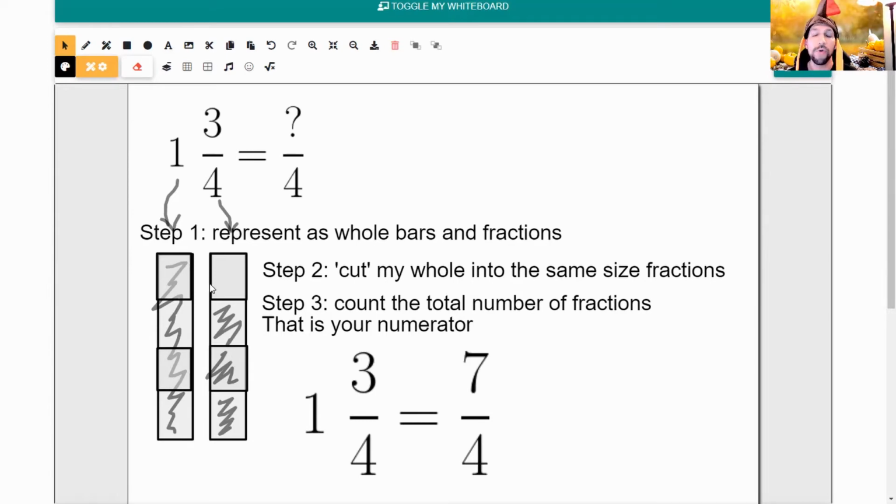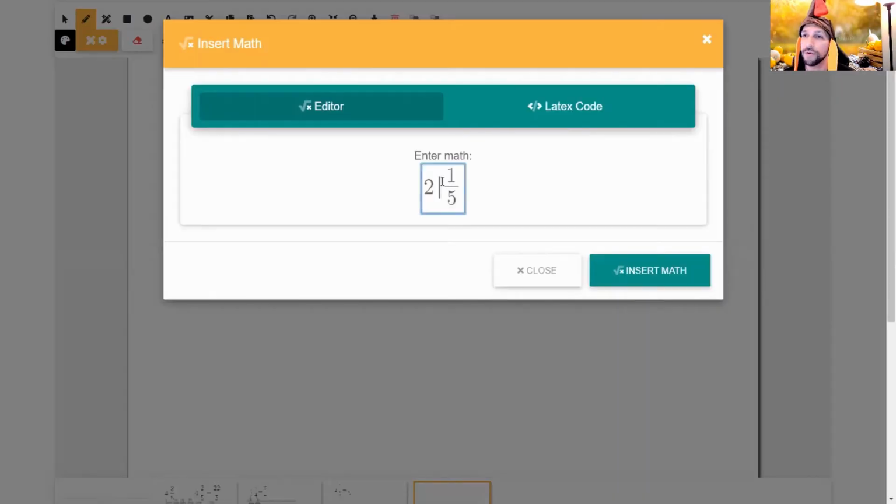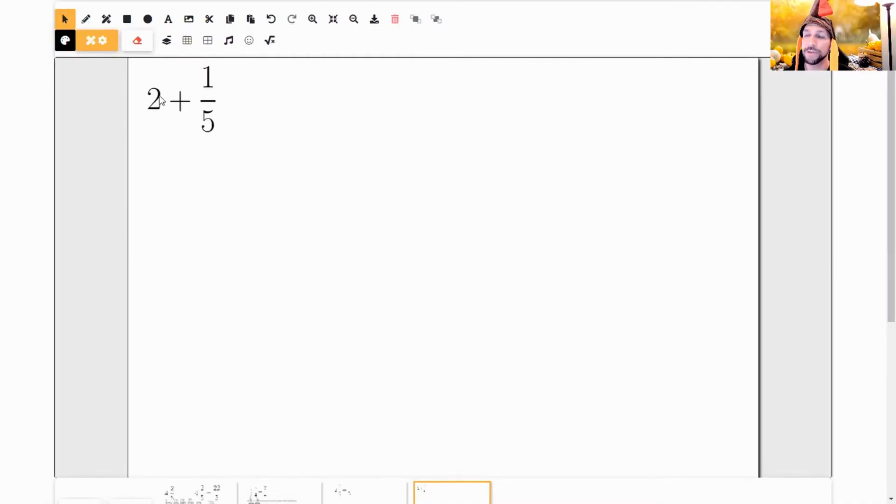All right, let's try one more, this time mathematically. All right, we're asked to convert 2 1/5 to be an improper fraction. Let's go back into whiteboard, and here we're going to explain step by step mathematically how we can do this. Now the first thing I'm going to notice is that 2 1/5 per our explanation is the same as 2 plus 1/5. I cannot add these two because 2 is a whole number and this is a fraction, and even if they were both fractions, they need to have the same denominator. So I need to do some things to 2 before I can add it to 1/5.